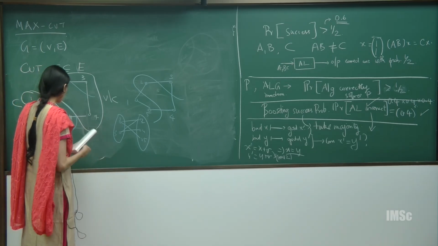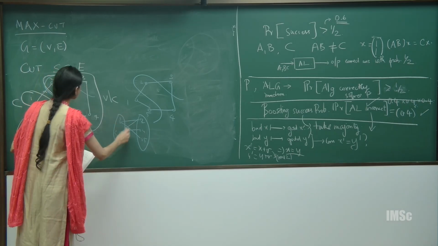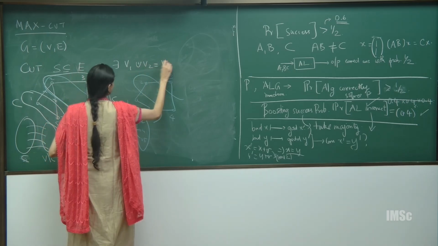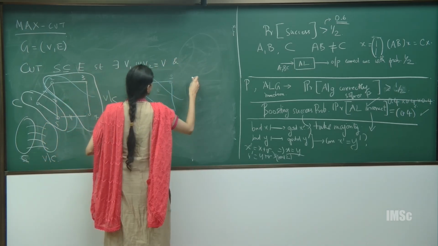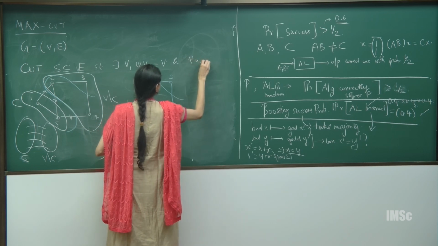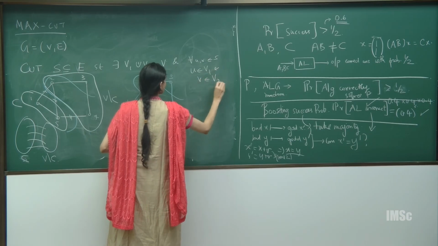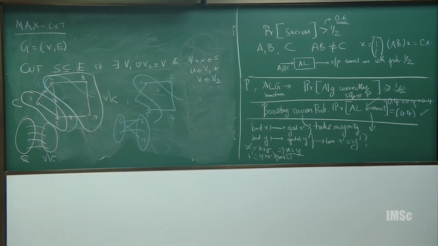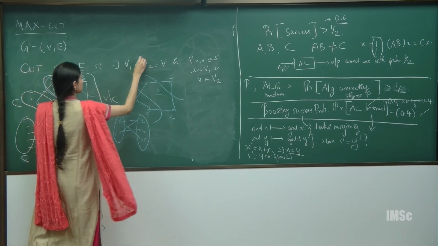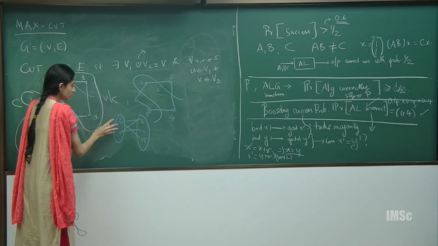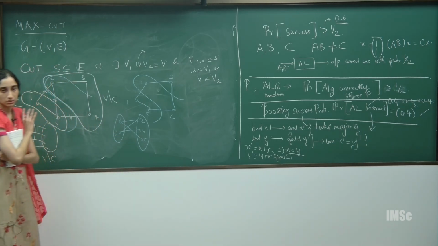So the formal definition would be: the set of edges S such that there exists V1, V2, which is a partition of V, and for all (u, v) in S, u is in V1 and v is in V2. This means disjoint union. It is a partition. So you have to partition the vertices into two sets such that the number of edges between these two sets is maximized.